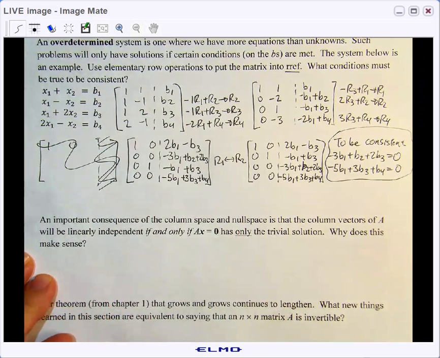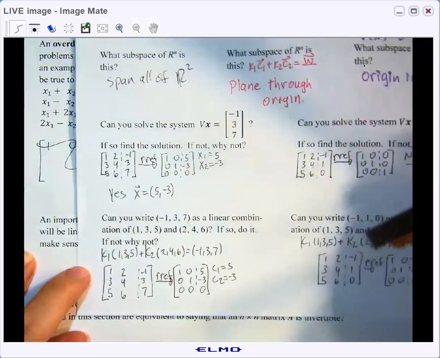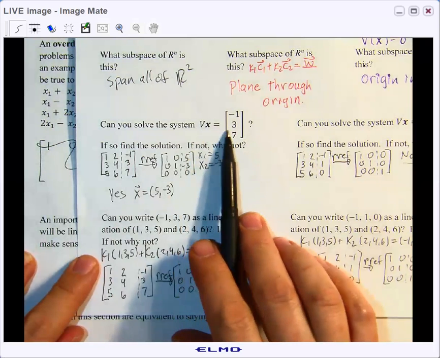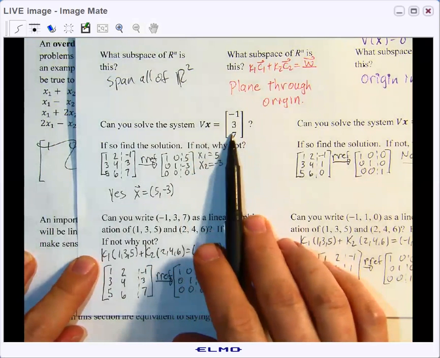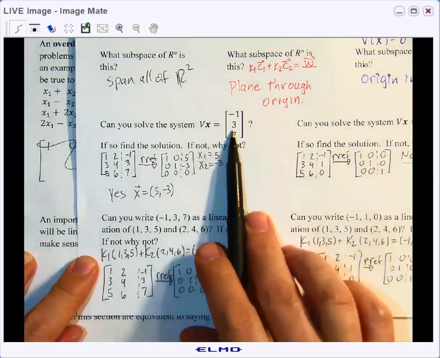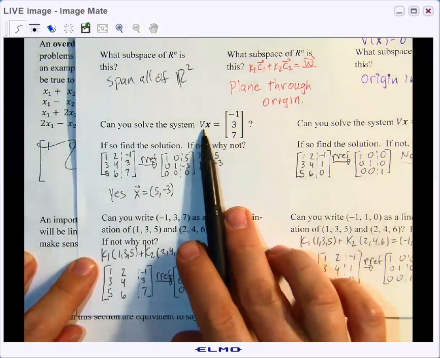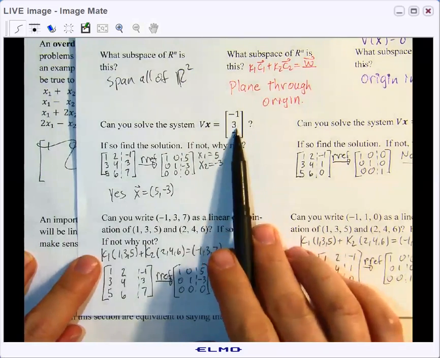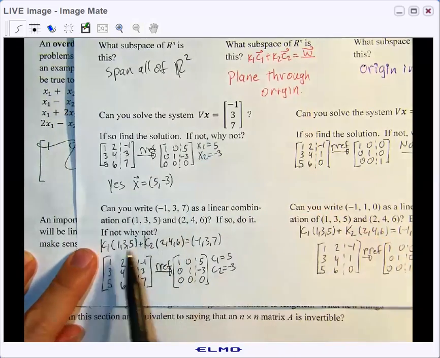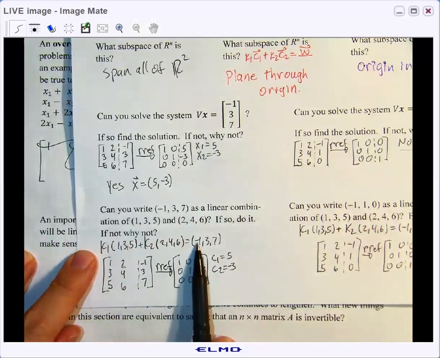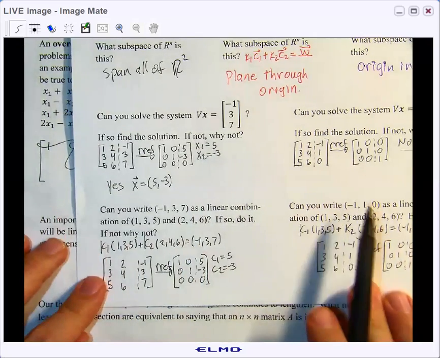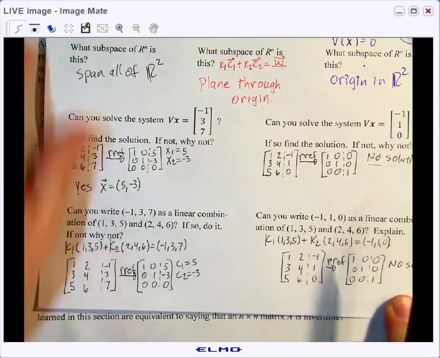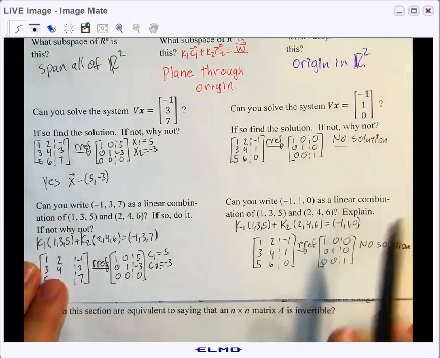Well, let's think back to 5.5. In 5.5, we saw that if we have a system, it will have a solution if and only if this is in the column space of our matrix. Or in other words, if the constants can be made as a linear combination of the column vectors. If it could not be made as a linear combination of the column vectors, then there was no solution.